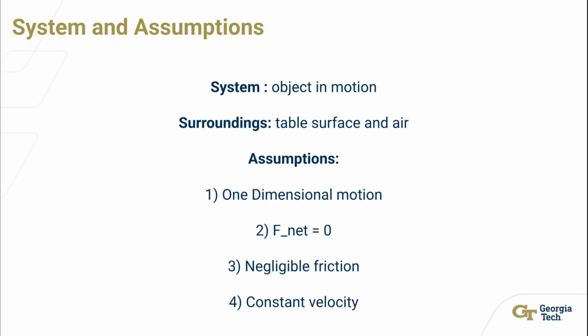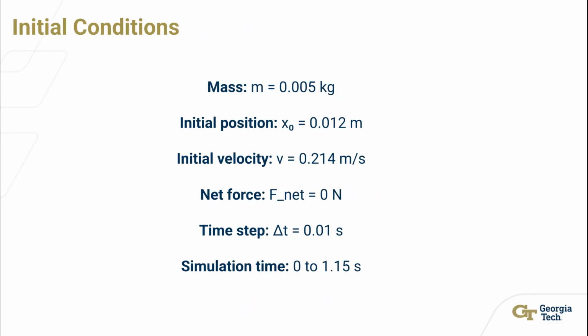Moving on, the system and assumptions we'll be using in this lab is that the system is an object in motion, in our case a marker. The surroundings are a table surface and air, and the object is assumed to be moving in one-dimensional motion with net force zero, negligible friction, and a constant velocity. The object has a mass of 0.005 kilograms with the initial position and velocity as written on the slide. The net force is zero, the time step is 0.01 seconds, and the simulation time is 1.15 seconds in our case.